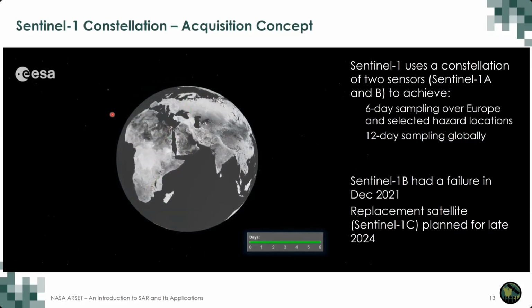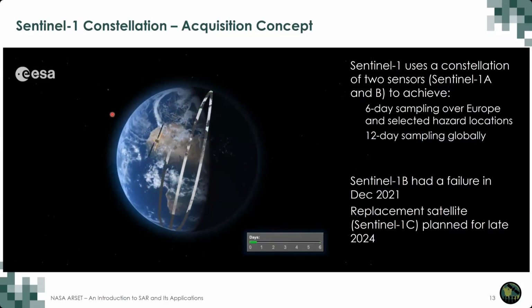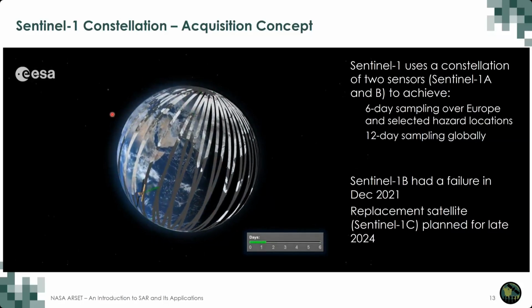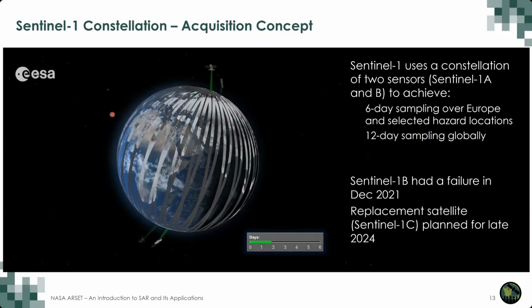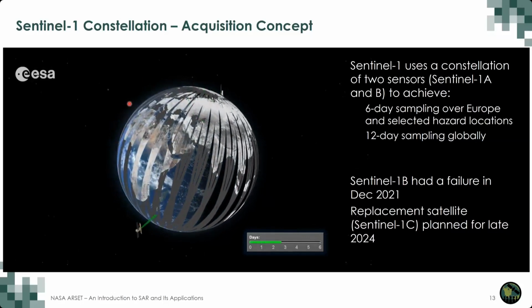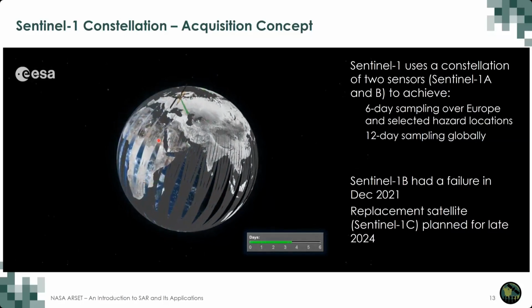Unfortunately, one of those 2 satellites, Sentinel-1B, had a failure in December 2021. But luckily for all of you, there is a replacement satellite in the works. And so Sentinel-1C is slated for launch late this year. So hopefully very soon we have a constellation of satellites available for you again.